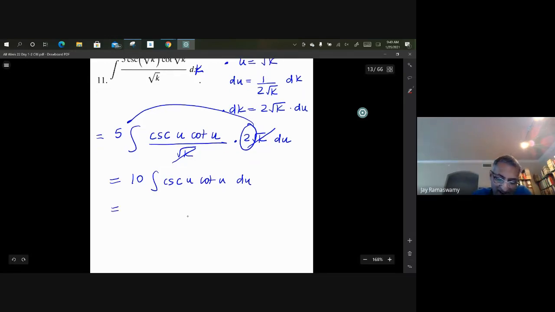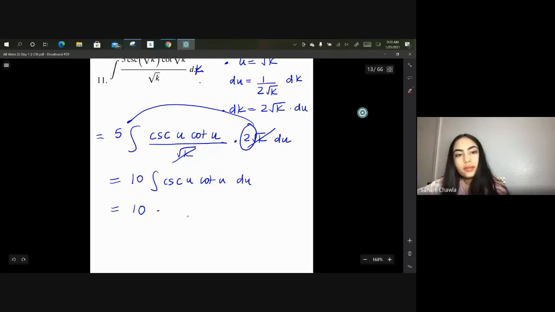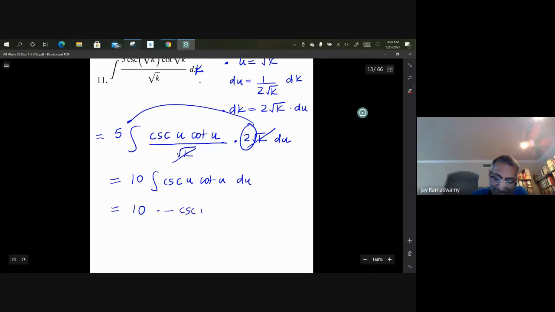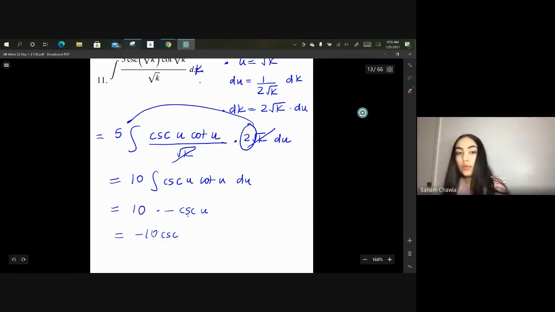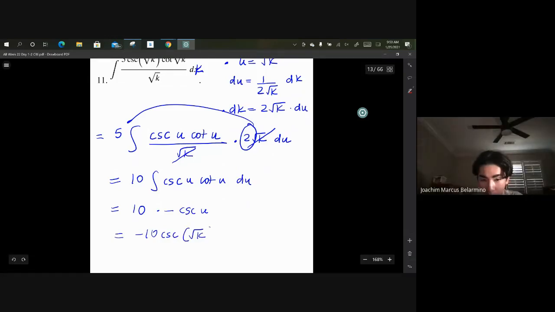And from the second semester formula sheet, who remembers? Careful. See if you can recall your memory. What's the integral of cosecant cot? Negative cosecant u. Because we integrate, I remove the integral symbol. So the final step, it becomes negative 10 cosecant of, hint, what is u after all? Radical K. Plus c.